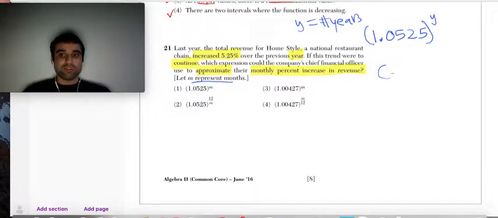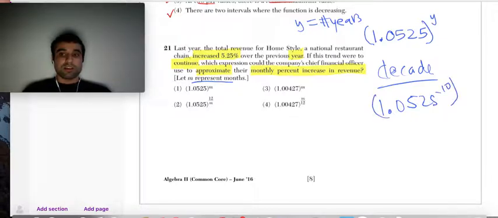So let's say I wanted to do first for a decade. You're not going to do for a century. You can't predict that. For a decade, it would be 1.0525 to the 10th power in 1 decade, to the 20th power in 2 decades.